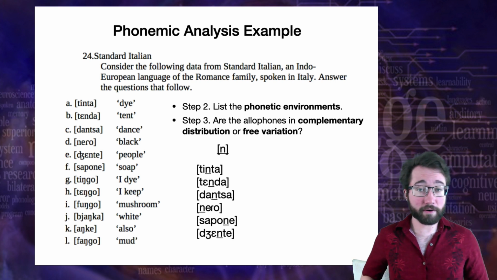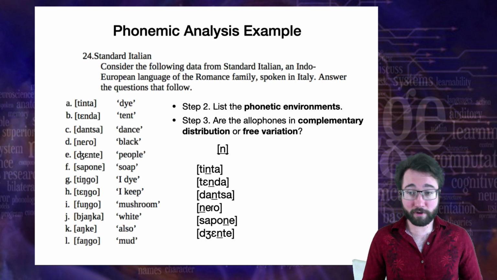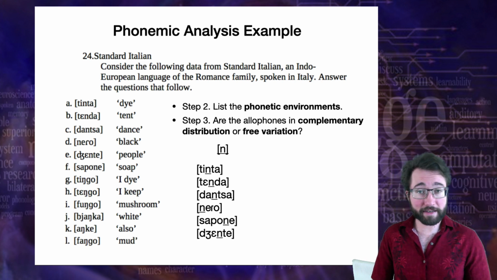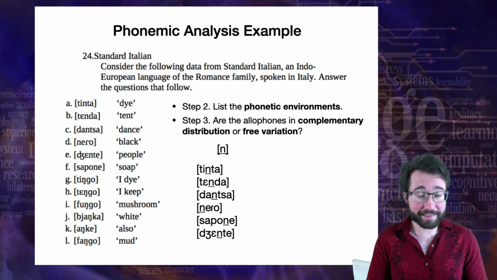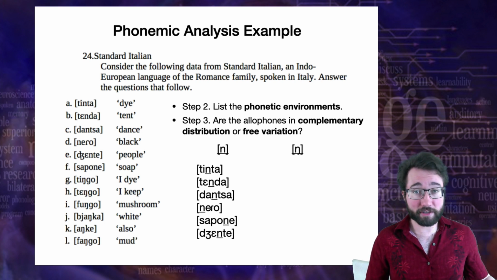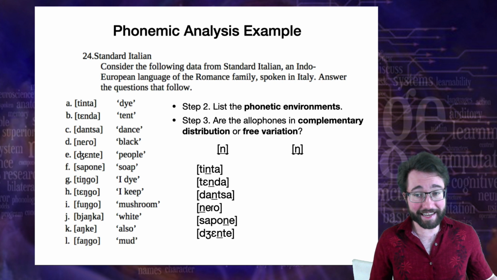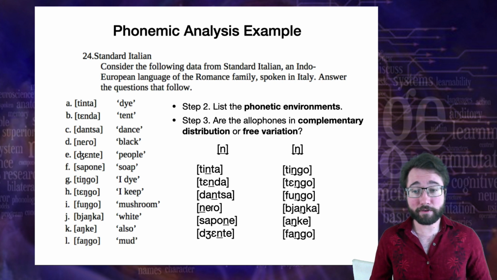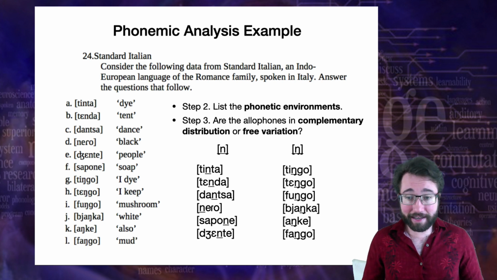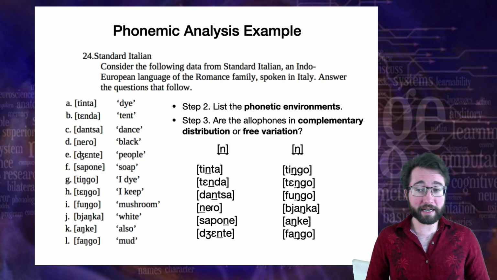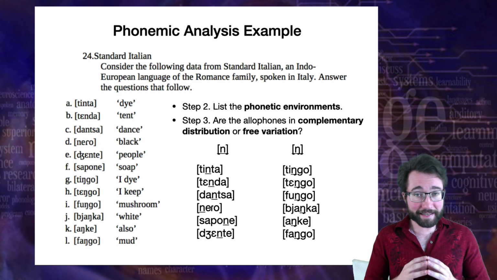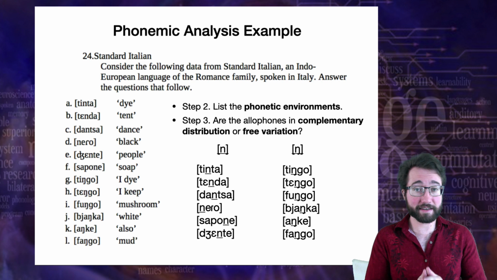So here are all the words in their phonetic forms, which include the sound N. We have tinta, tenda, danza, nero, sapone, and gente. And here are all the words that contain the sound eng. We have tingo, tengo, fungo, bianca, anche, and fango. Okay, so now we want to figure out, is there anything in common in the phonetic environments which determines that you're going to get the sound velar eng instead of the sound alveolar n?